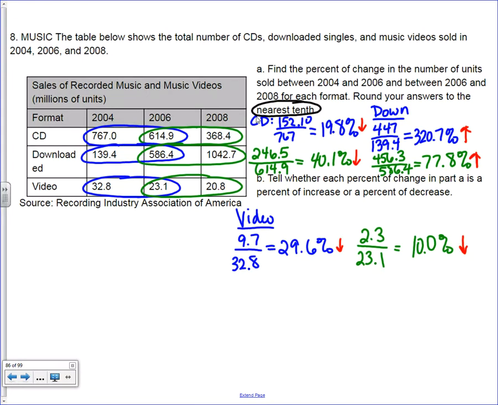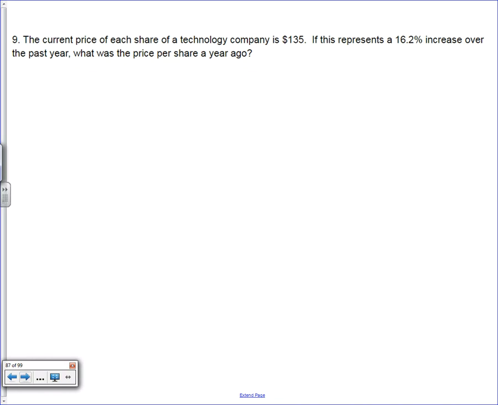All right, moving on here. The current price of each share of a technology company is $135. If this represents a 16.2% increase over the past year, what was the price per share a year ago? Well, they're telling me the percent increase. So that's going to be on the other side of my equal sign. And I'm going to need to move that decimal 2 spots. So I have 0.162. Now remember, the change is what goes up top. The change is how much the price has gone up or down. Well, here it says it goes up.